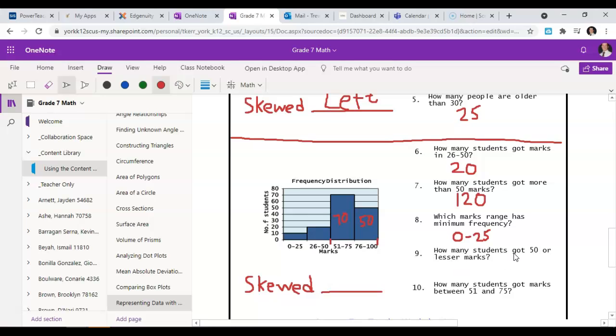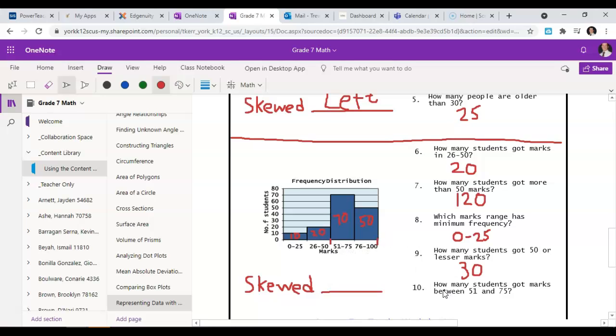Good. Number 9, how many students got 50 or lesser marks? So again, same idea. I know that 10 students fell here. So we just read that one. And then here for this one, I'm reading and saying, okay, 20 students fell in there. And so altogether, the ones who got 50 or fewer would be these two together. 10 plus 20 is 30 students.